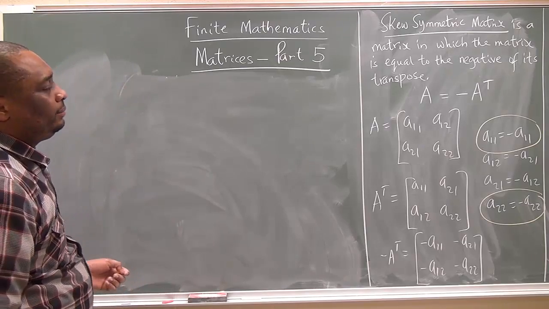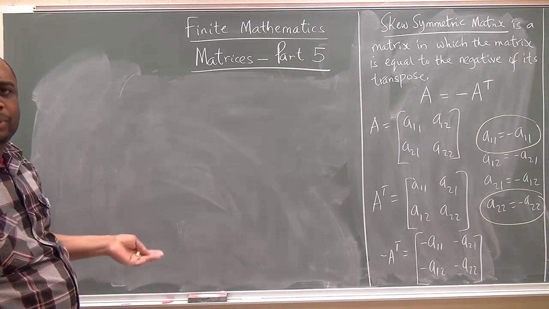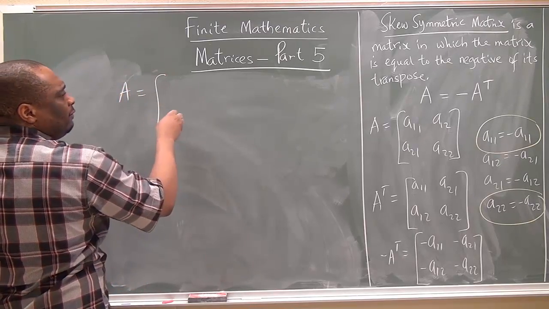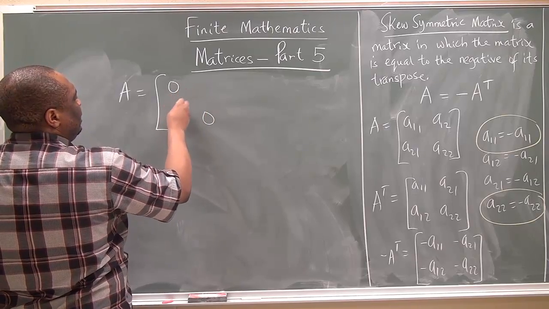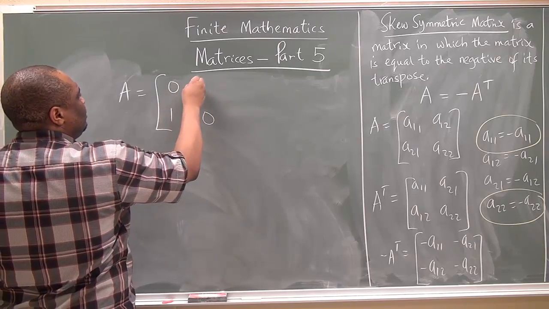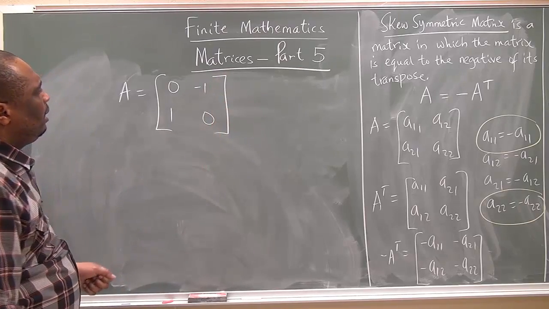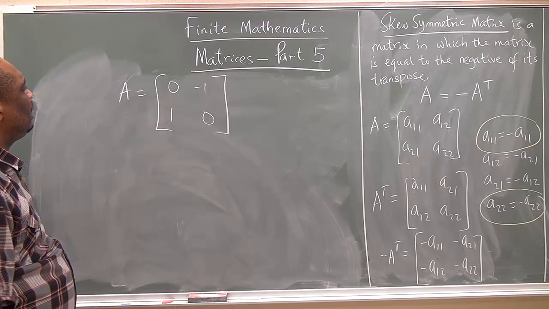So, an example of a 2x2 skew symmetric matrix, you can have A to B. Of course, this will be 0 and 0. This can be 1 and this will be negative 1.